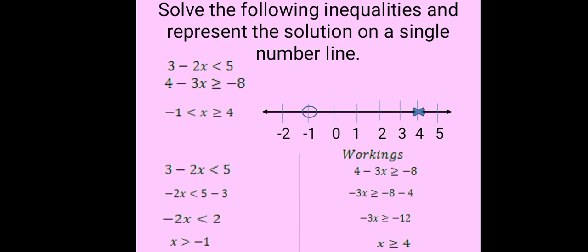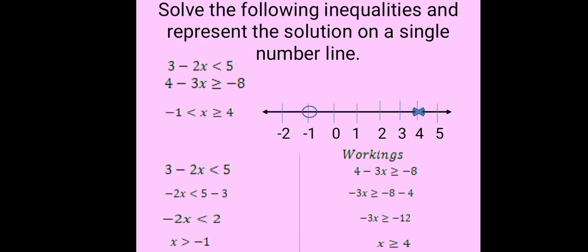4 minus 3x is greater or equal to negative 8. We solve and we find that x is greater or equal to 4. So bringing them together, we have here x is greater than negative 1, but at the same time x is less or equal to 4.